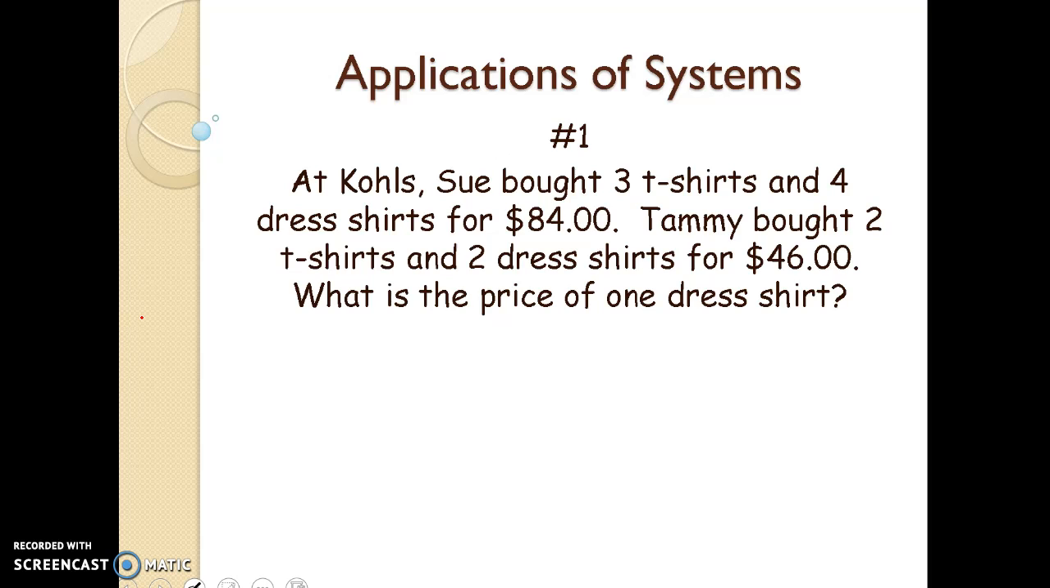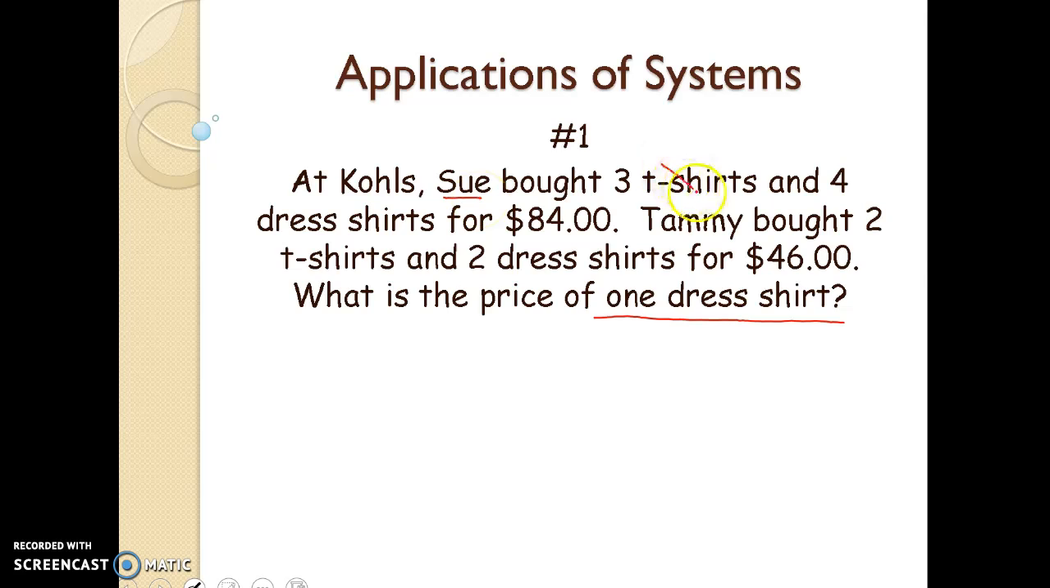At Kohl's, Sue bought 3 t-shirts and 4 dress shirts for $84. Tammy bought 2 t-shirts and 2 dress shirts for $46. So what is the price of 1 dress shirt? We're going to start with writing our equations, starting with an equation for Sue and defining our variables.